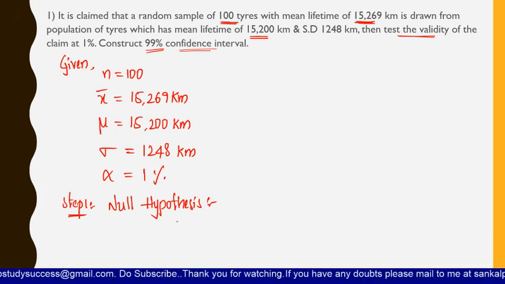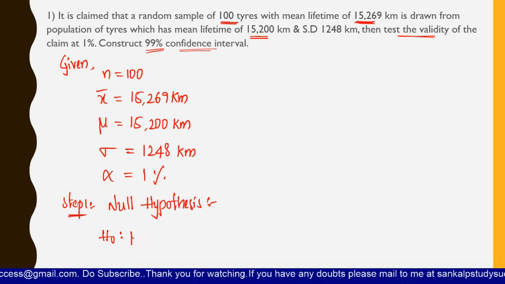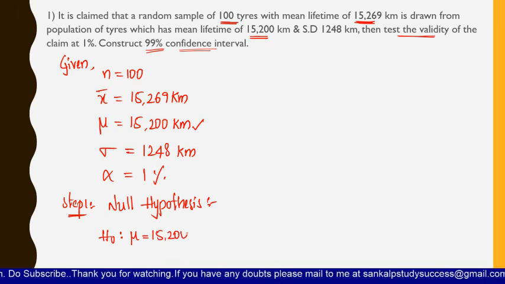Step 1 is the null hypothesis, which is denoted by H naught. Here mu is equal to mu naught, which is nothing but 15,200. So let us write mu equals 15,200, because the mu naught value is already given in the question.